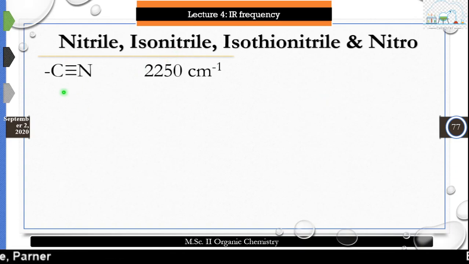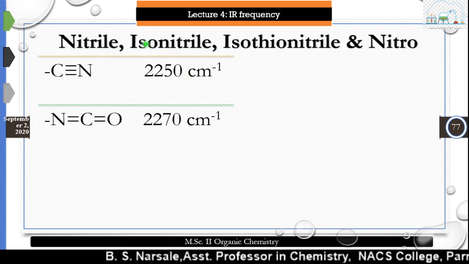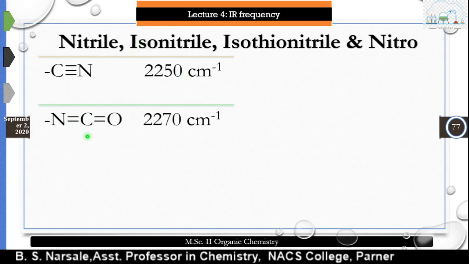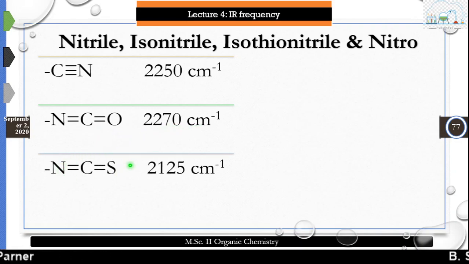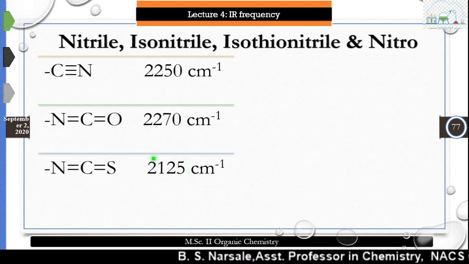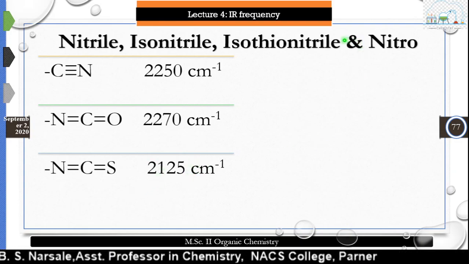The nitrile molecule, that is C triple bond N, also recorded as cyanide, has a perfect 2250 centimeter inverse IR stretching frequency. Second, isonitrile has near about the same, N=C. This is isonitrile, 2270 centimeter inverse, and isothionitrile, where instead of oxygen there is a sulfur, the IR stretching frequency falls down to 2125 centimeter inverse.